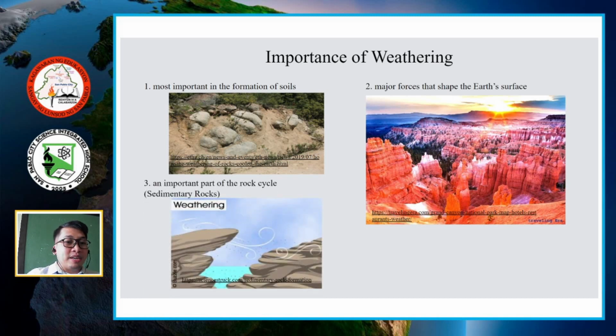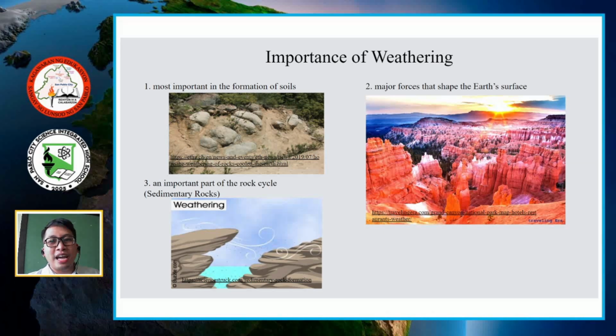Second, the last one is, this is an important part of rock cycle, specifically for sedimentary rocks. Kung matatandaan nyo, ang sedimentary rocks para siya ma-form ay kailangan natin ng weathering and erosion. Let's say we do have an igneous rock, a metamorphic rock, a sedimentary rocks. Kapag itong mga rocks na to ay nag-undergo ng weathering, nag-turn into several pieces, naging mga sediments.